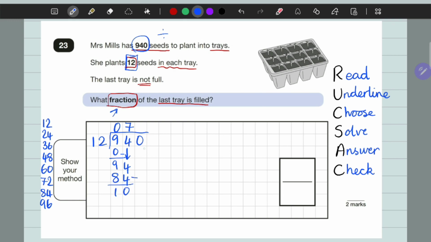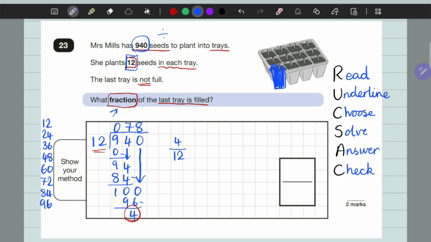Subtract, that leaves me with 10. Bring down my 0. I've got 100. So again, I'm going to look over here. 1, 2, 3, 4, 5, 6, 7, 8 of them, which was 96. Subtracting leaves me with 4. So I've got 4 remainder out of my 12. Okay, so that means that there are 4 out of 12 seeds left in one of these trays here.